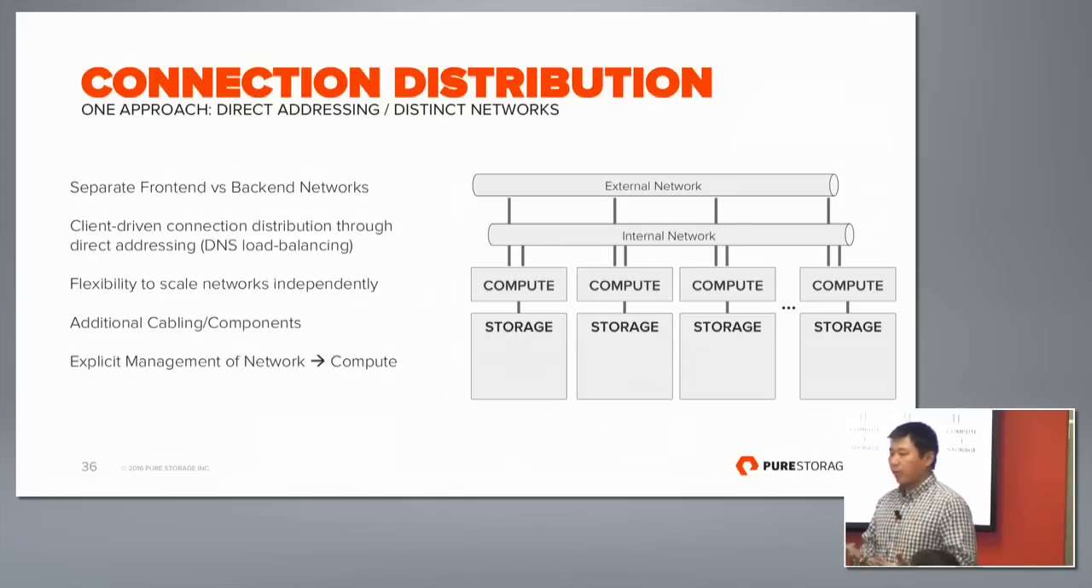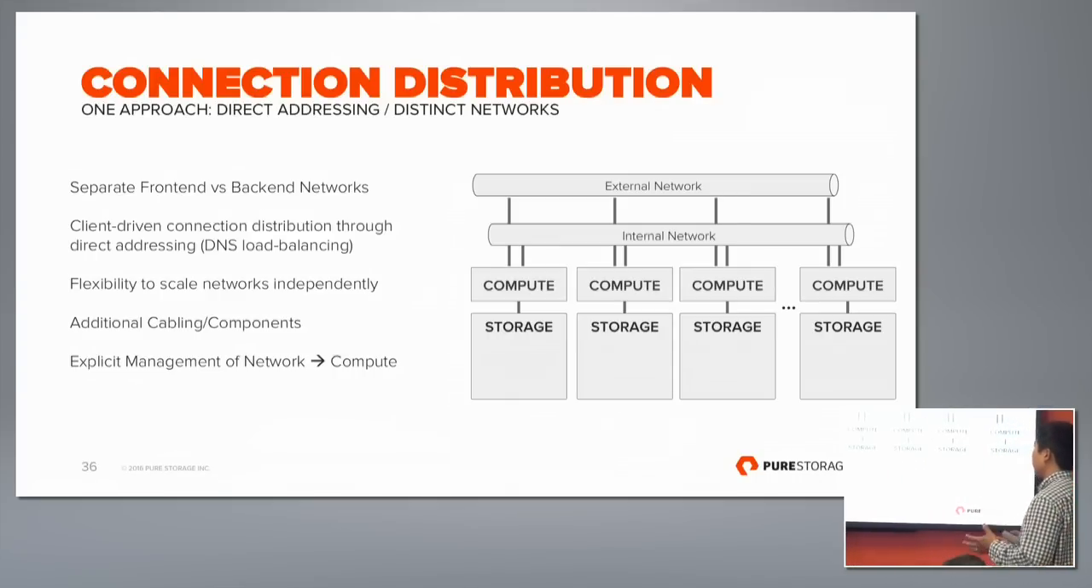And so one of the common patterns we see, and I think Brian touched upon this a little bit, is where you have two independent networks. You have an external network and an internal network that you use for backplane traffic, control traffic, and so forth. And so a common approach in this architecture is just to open up direct addressing to each of the compute blades in the system. By opening up direct addressing to the clients, what you're really doing is creating distribution of connections by essentially making that a client-driven problem, right?